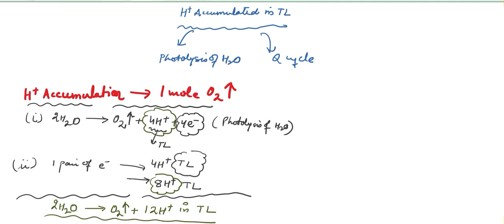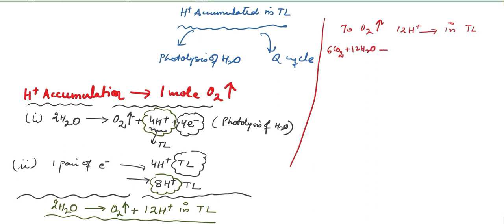So to release one molecule of oxygen, 12 protons are accumulated in the thylakoid lumen. Now the overall equation of photosynthesis: 6 CO2 plus 12 H2O will produce C6H12O6, 6 oxygen plus 6 H2O.